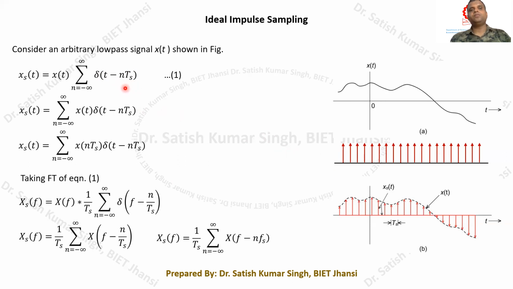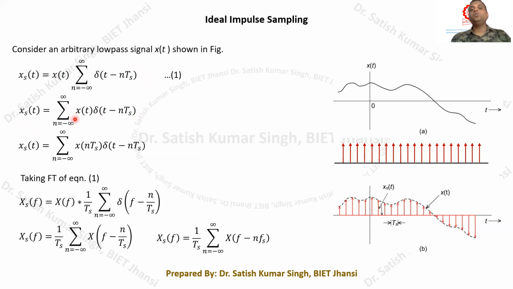Obviously when n equals 0, an impulse appears at t equals 0. When n equals 1, you get an impulse at t equals Ts, then at t equals 2Ts, 3Ts, 4Ts, and so on. Therefore this mathematical expression represents an ideal impulse train. Now when you multiply these two, x(t) and this ideal impulse train, you can write the sampled version x_s(t) equals the sum from n equals minus infinity to infinity of x(t) delta(t minus nTs).